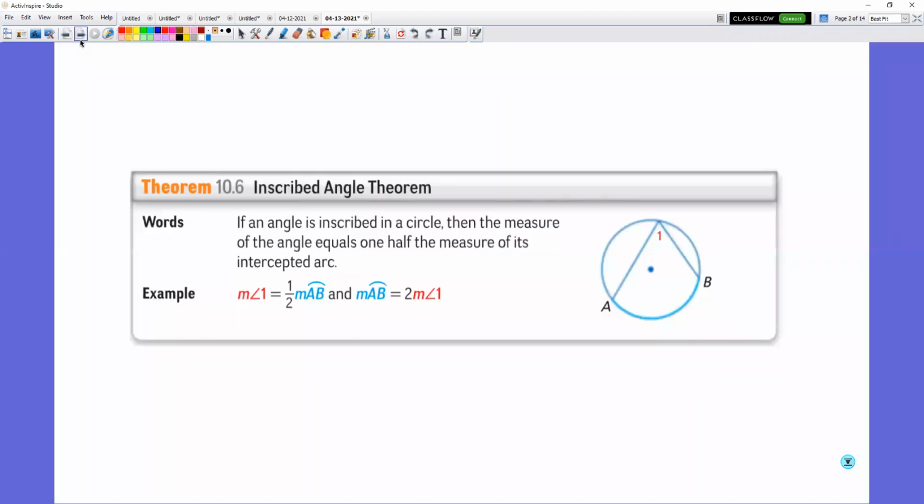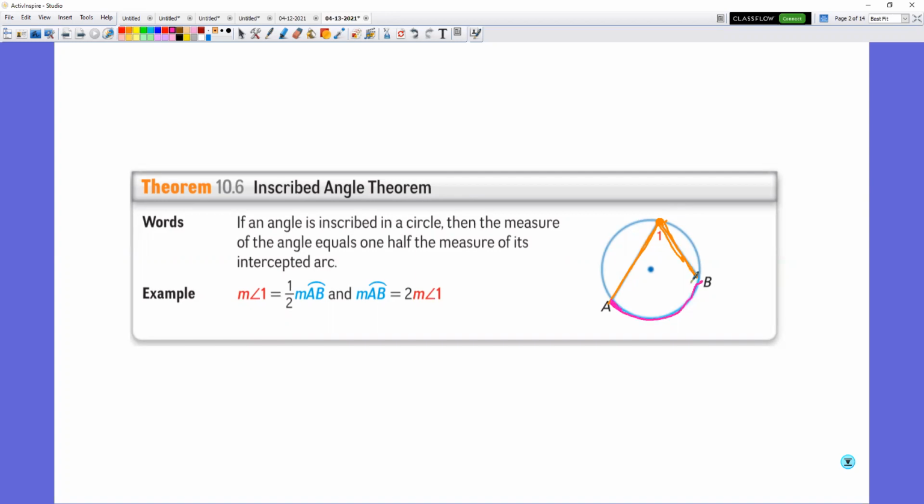Now, here's what an inscribed angle looks like. An inscribed angle has its vertex on the circle. So right here is the vertex of this angle, this inscribed angle. And an inscribed angle will always face an arc. Here's the vertex, here's the angle right here, and this arc right here is like arc AB.